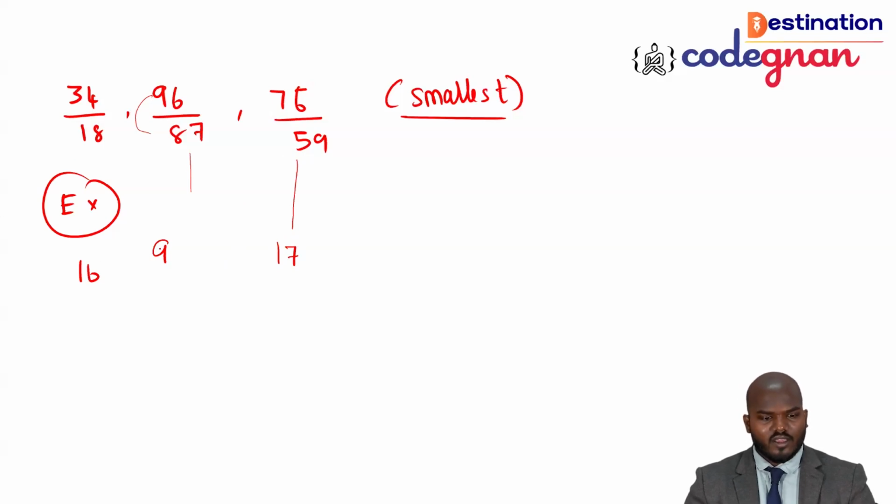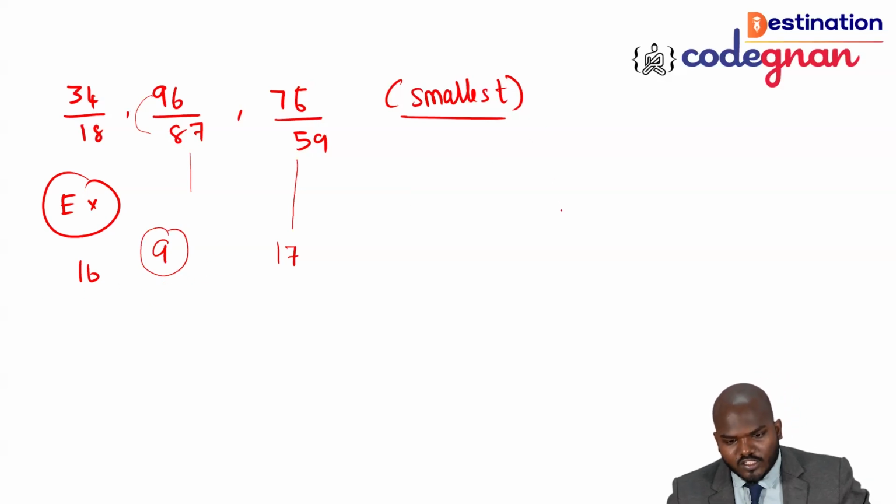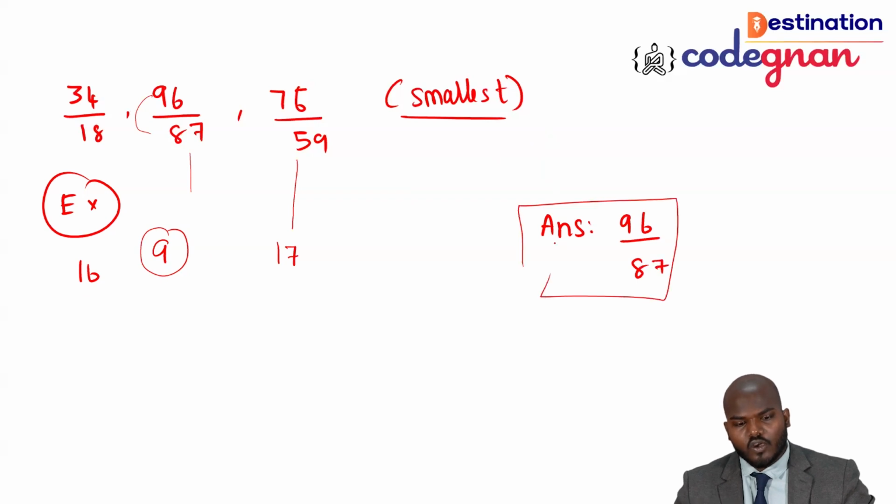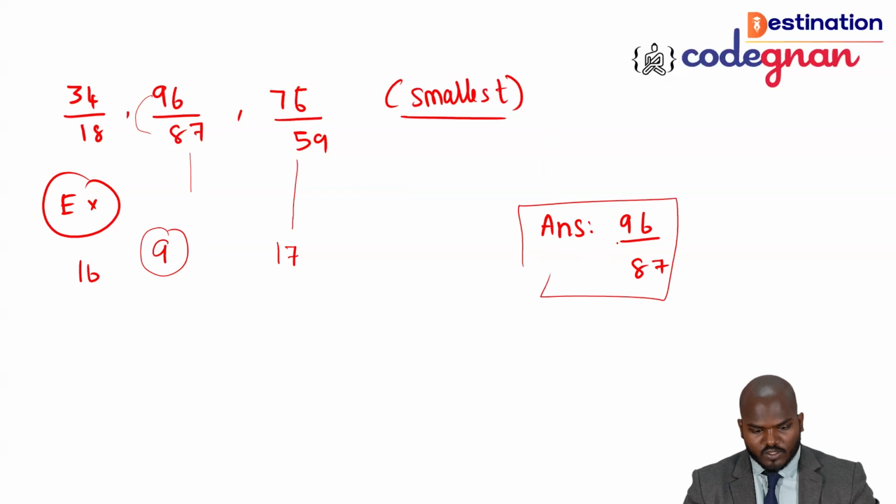Okay, you see this one. 96 by 87 is giving the smallest difference, 9, among the 69 and 70 ones. So the smallest fraction, we can say directly, is 96 by 87, the correct answer. Have you got it, guys? This is how you need to identify the answer.